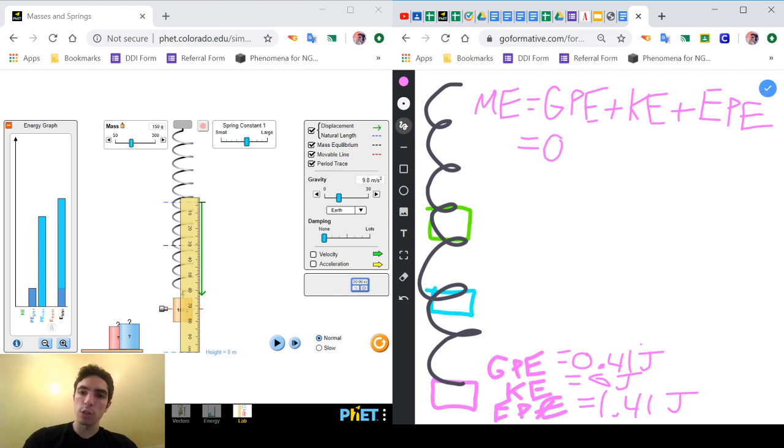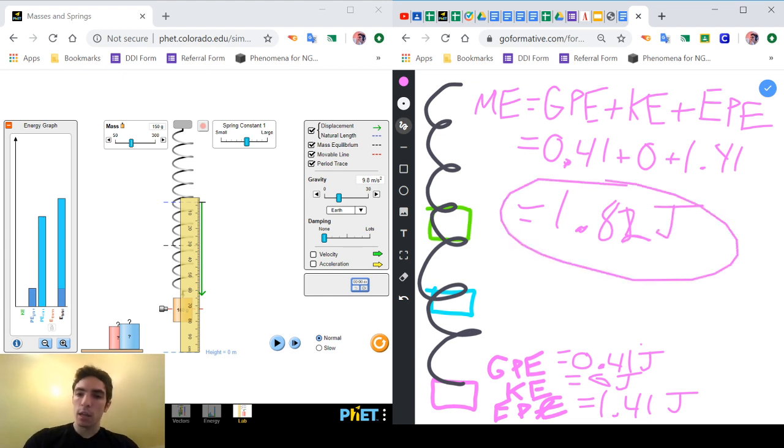So our gravitational potential energy was 0.41 plus 0 joules of kinetic energy plus 1.41 joules of elastic potential energy. And if you plug that in, I think that should be 1.882 joules of mechanical energy present in this system. And that would be our answer.